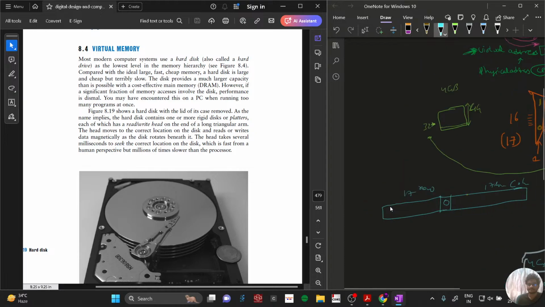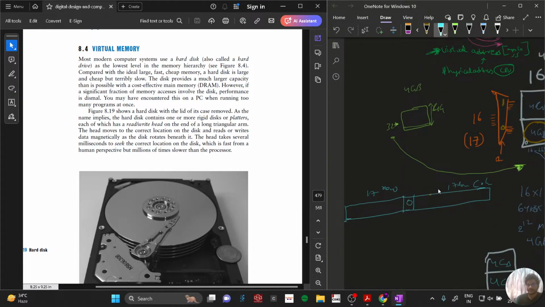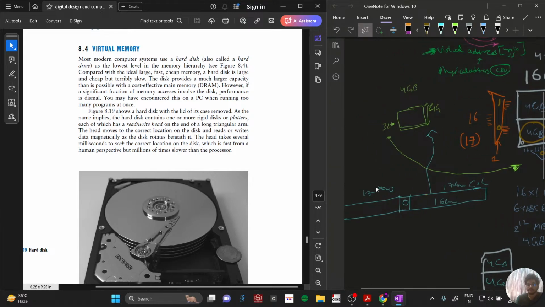So my MSB is 0, right? And this is also 0. So these 16 lines will be directly mapped to main memory. There's no issue in that. So 16 lines map directly to RAM main memory. One goes to row, one goes to column. Everything is fine. It makes 32.